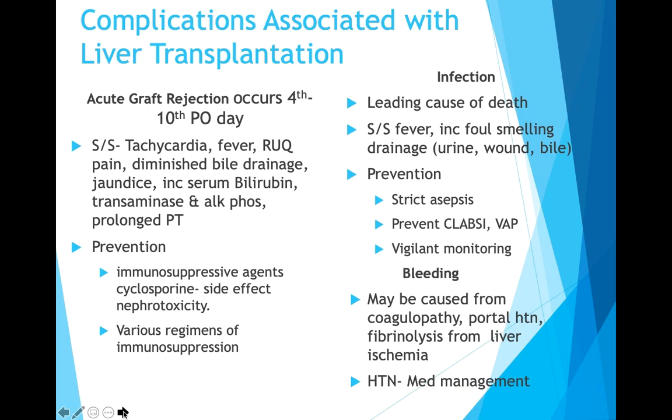Think about if your liver is failing. Think about what your signs are. Again, right upper quadrant, because that's where your liver is. You would have diminished bile drainage because your liver isn't working. Jaundice because your liver isn't working. Increased serum bilirubin, transaminases, and ALT, alk phos, and also a prolonged PT. So all of the adverse effects from a liver in failure.